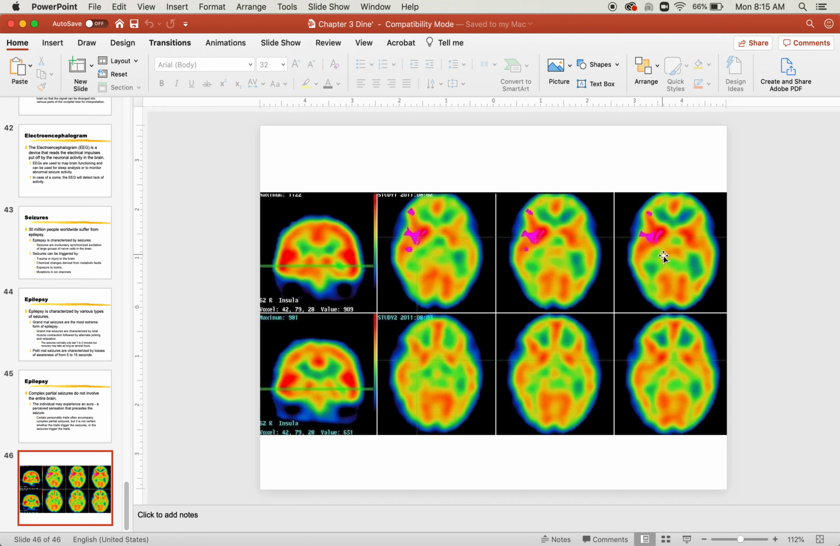Anyway, so that's what epilepsy looks like. As you can see, it is the fuchsia spot, which is an electrical storm in their brain, as weird as that is. And that is the end of the chapter.